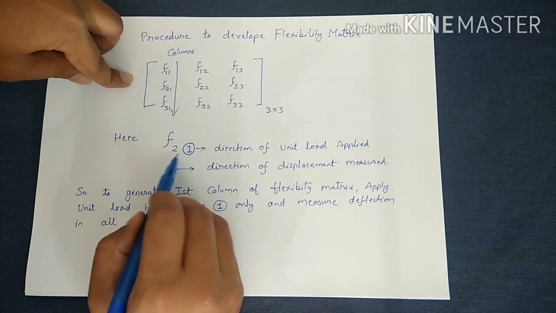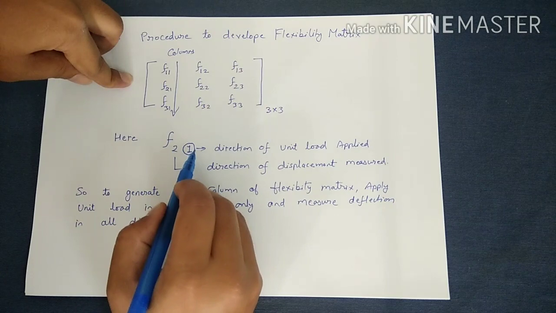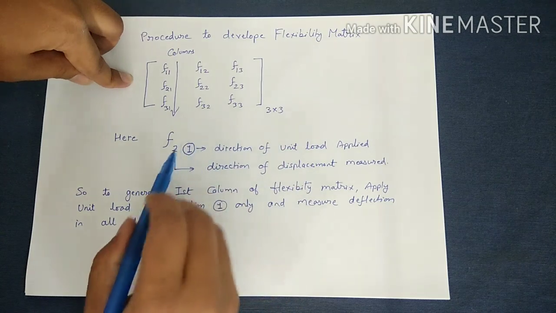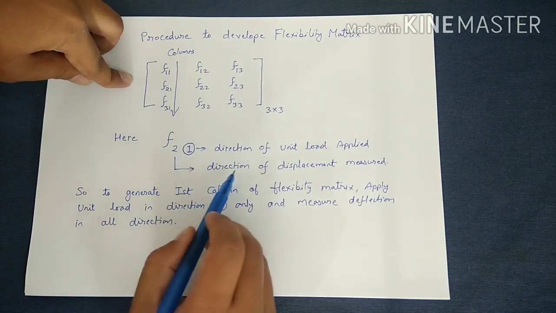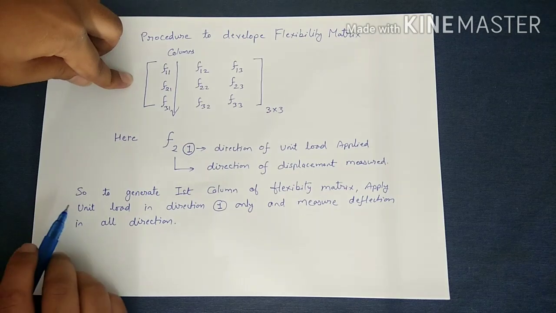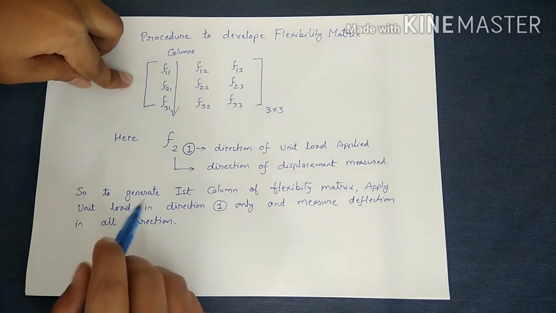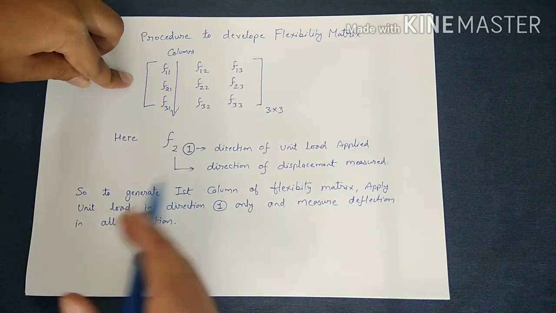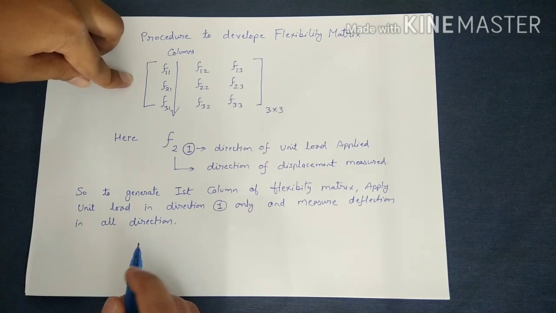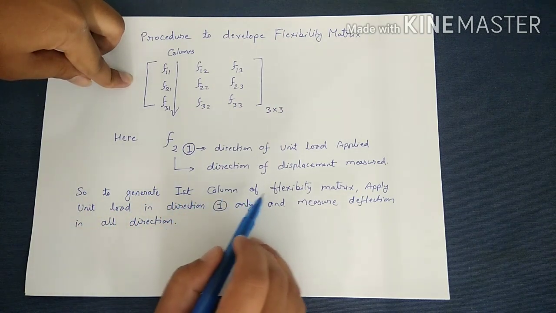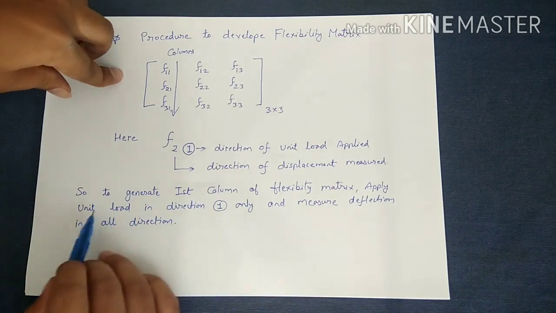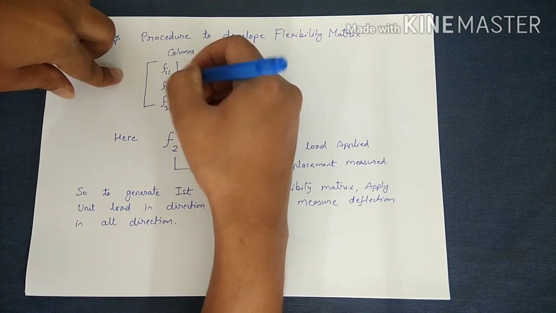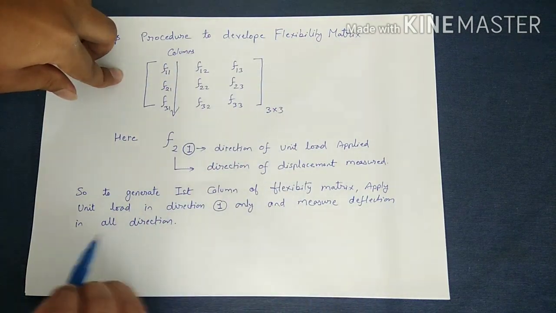That is F21. Here 1 indicates the direction of unit load applied, whereas 2 indicates the direction of displacement measured. So whenever we have to develop a flexibility matrix, we have to start from column 1. To generate the first column of the flexibility matrix, apply unit load in direction 1 only, and measure deflection in all directions.